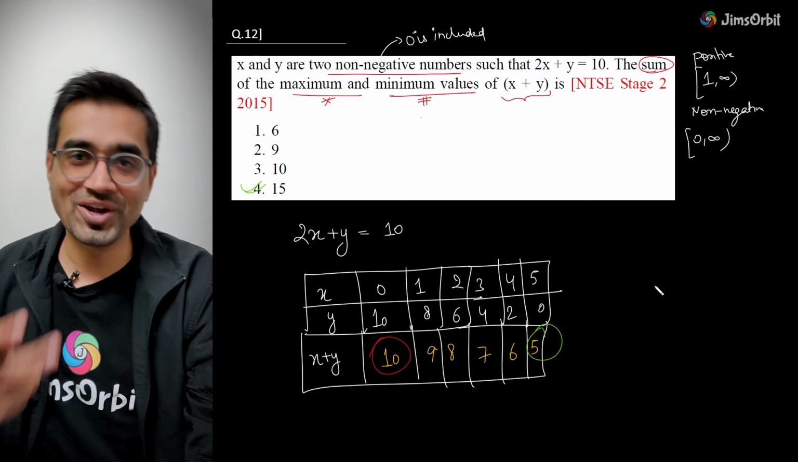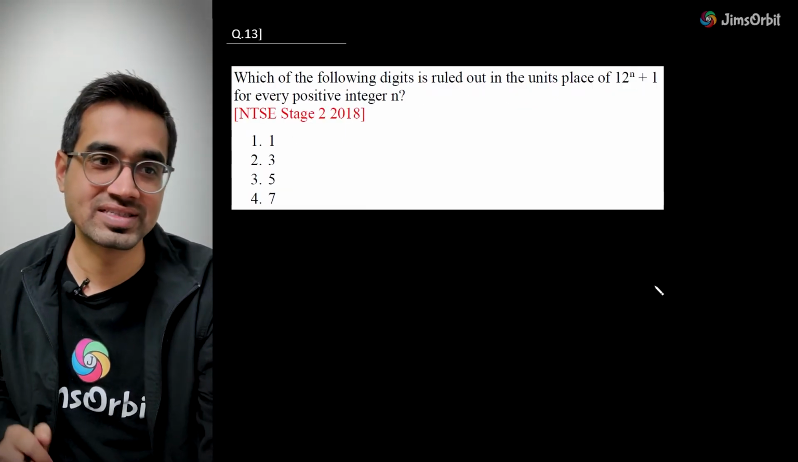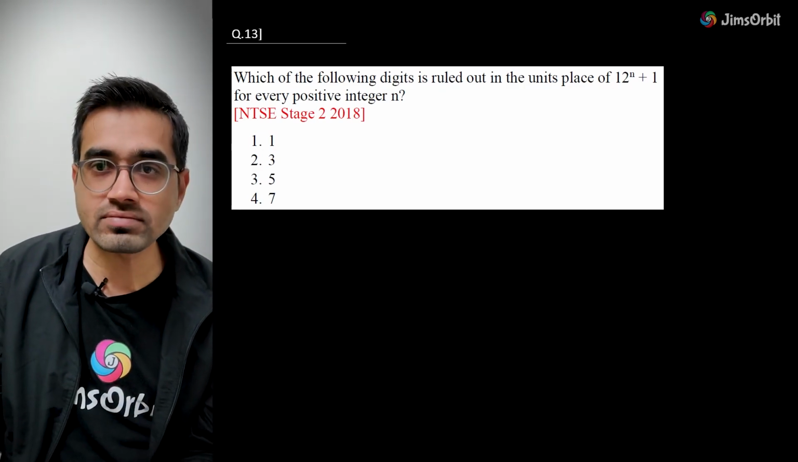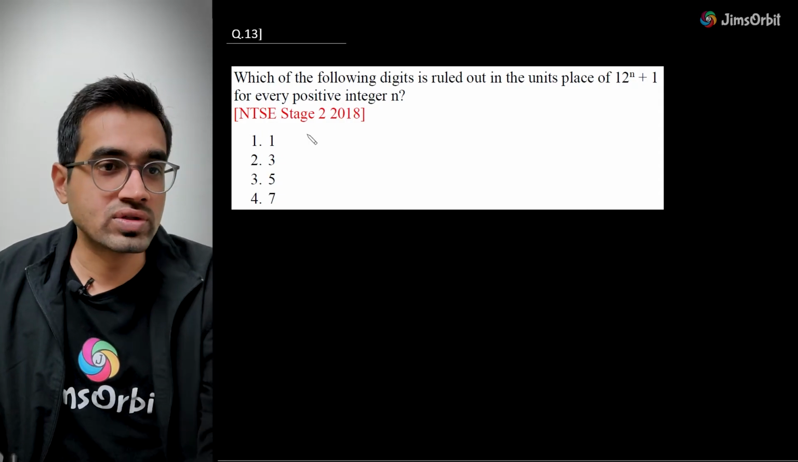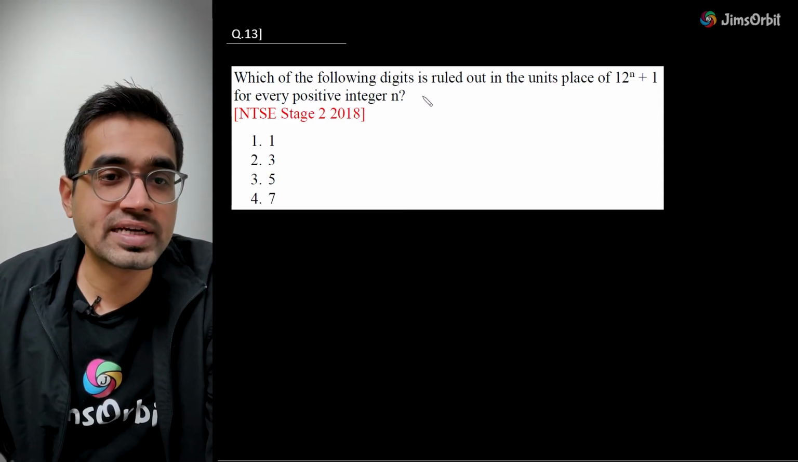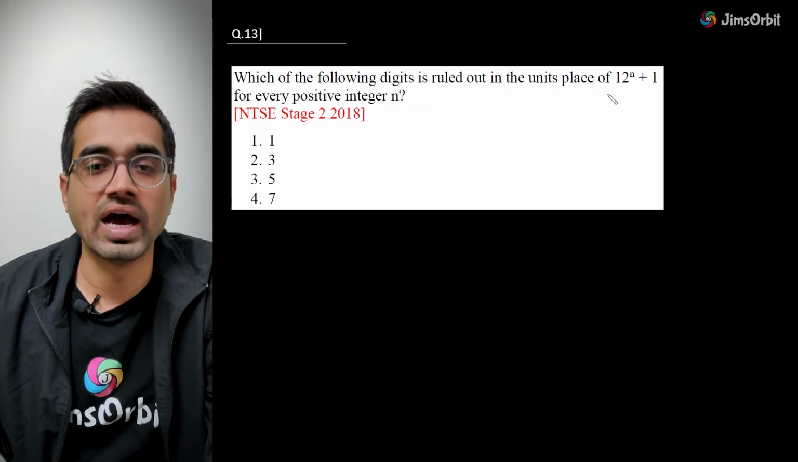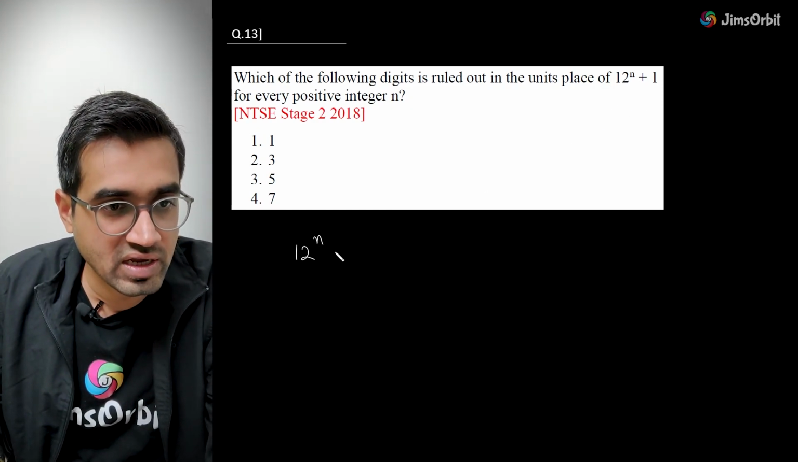Okay, only 2 questions are left and we'll be done with this whole set of previous year questions of number system stage 2 paper. Okay, let's do the next one. Which of the following digits is ruled out in the units place of this for every positive integer n? Are you kidding me? Such an easy question.